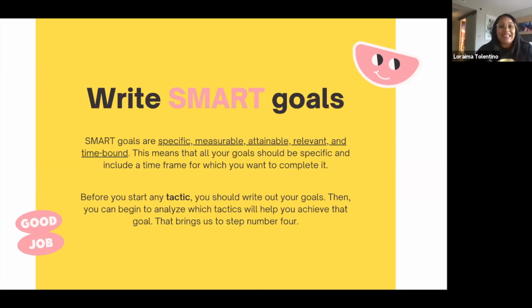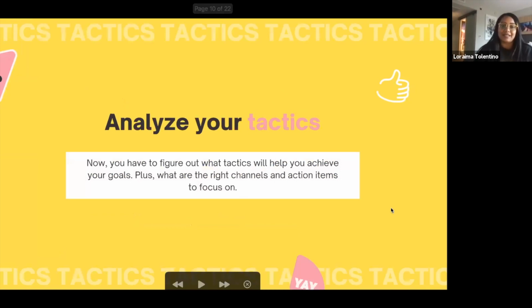And before you start any tactic, you should really write down your goals. And then you can analyze based on those goals, how are you going to create the tactics to achieve that goal? And that will take us to step number 4, which is analyze your tactics. Now you have to figure out what will help you achieve those goals that you already created. And you have to consider what are the right channels and what actions are the ones you should focus on the most to achieve the goals that you had already written down through the SMART campaign.